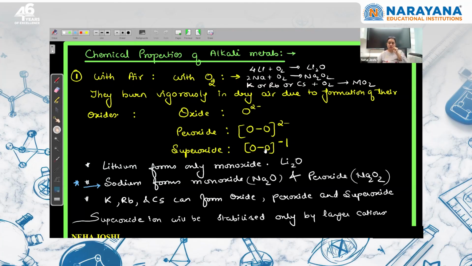Smaller cations form oxide only. So lithium forms only oxide, Li2O, because of the small size and high polarizing power of the cation. When you go from oxide to peroxide and superoxide, the size of the ion increases, right? So you need a larger cation to have higher lattice energy and thereby stabilize that particular compound. So lithium cannot form peroxide or superoxide.